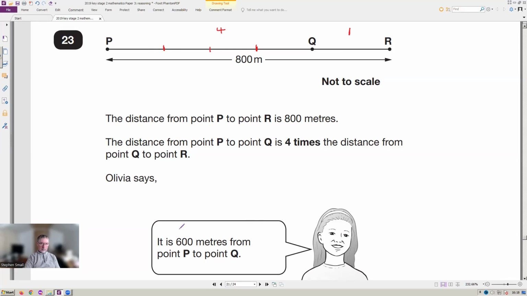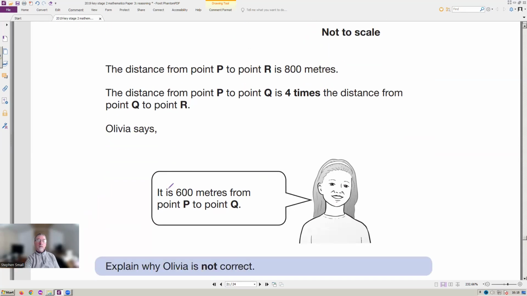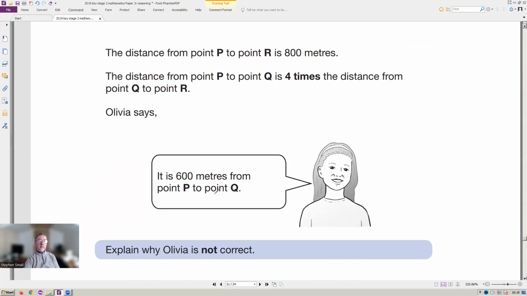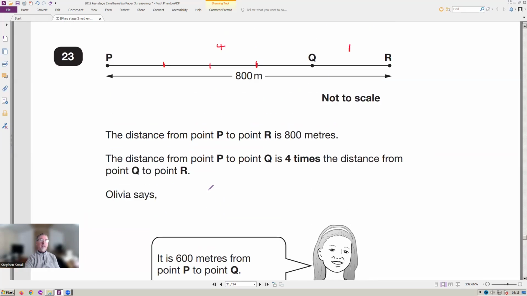Olivia says it is 600 meters from point P to point Q. So we're being told that this is not 600. She got that wrong. So why? Oh, I see. Basically, she's calculated it as 3/4 of 800, a quarter being 200 and 3 of them being 600.